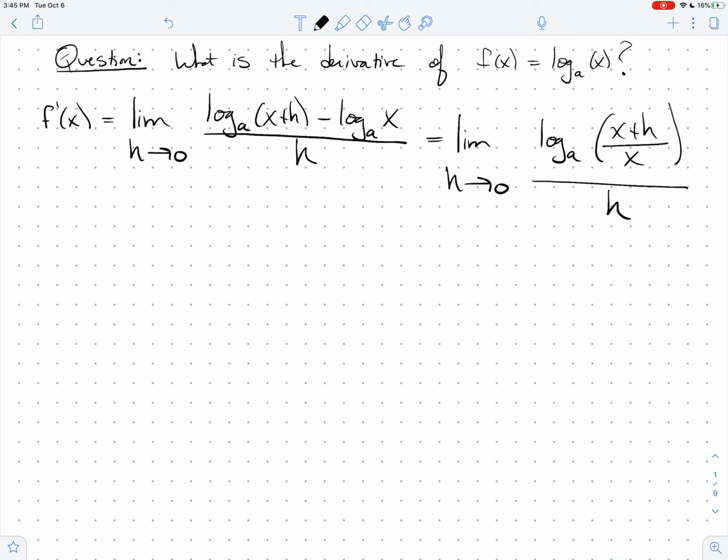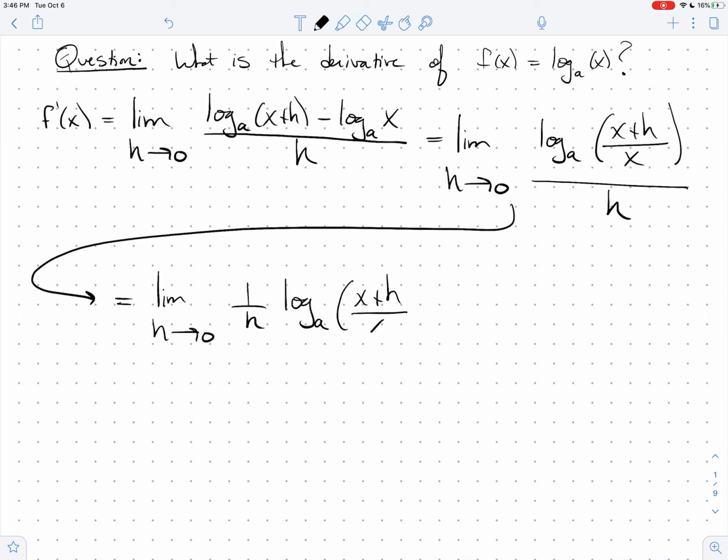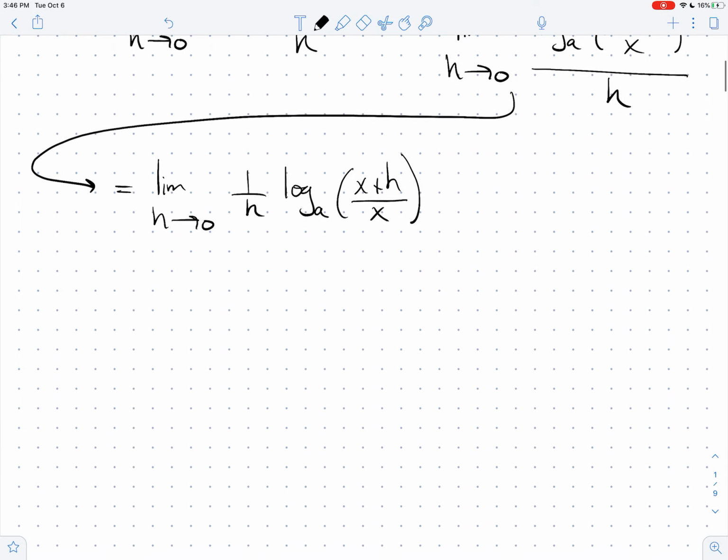And now I'm going to do basically nothing new. Let's draw an arrow. I'm going to basically do nothing new, but I'm going to think about this h as being a 1 over h right there, just to help me be able to see this problem from a slightly different perspective. It makes the notation easier. So we have 1 over h times log base a of x plus h over x. Now, I'm going to do something that I admit is going to be difficult to know why I did this without seeing the end of the story. But just go with me for a minute.